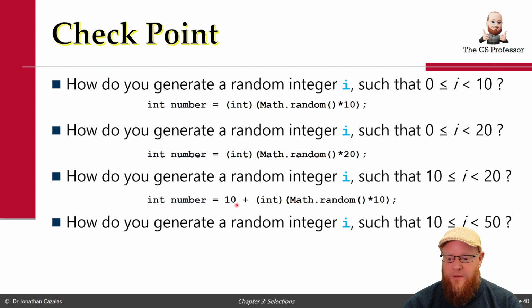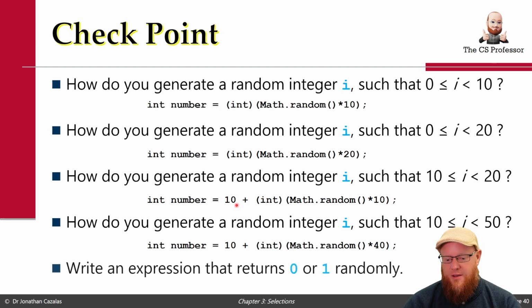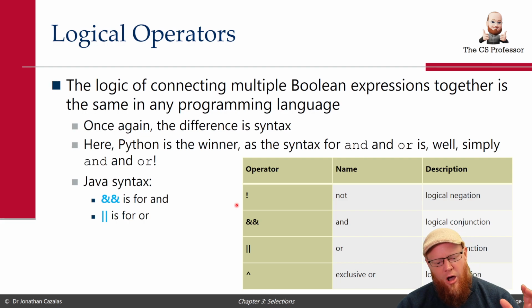How do you generate a random number between 10 and 50? Write an expression that returns 0 or 1 randomly. Here, it's just going to be you multiply it times 2, and then you cast it as an int. All right, logical operators. We're almost done with selections.